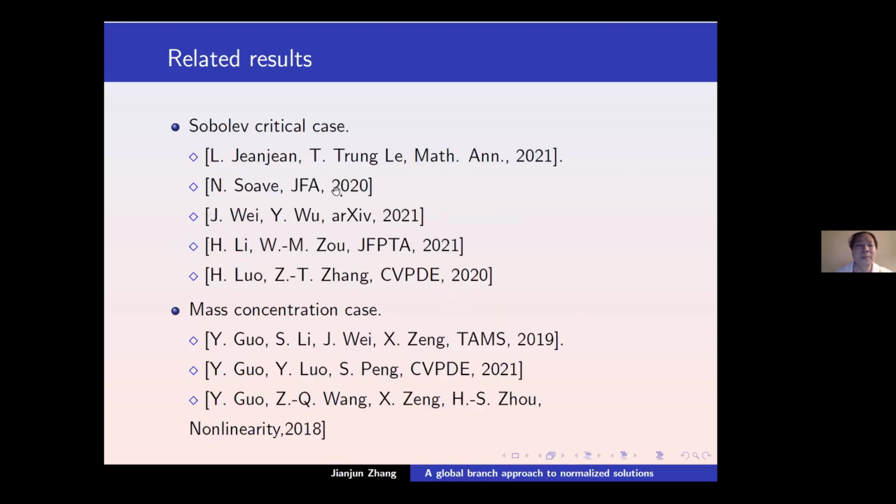Also, people consider the normalized solution in the subcritical case. This means that they consider the problem involving a subcritical exponent. So the main difficulty lies in the compactness. So people use some arguments trying to recover the compactness.